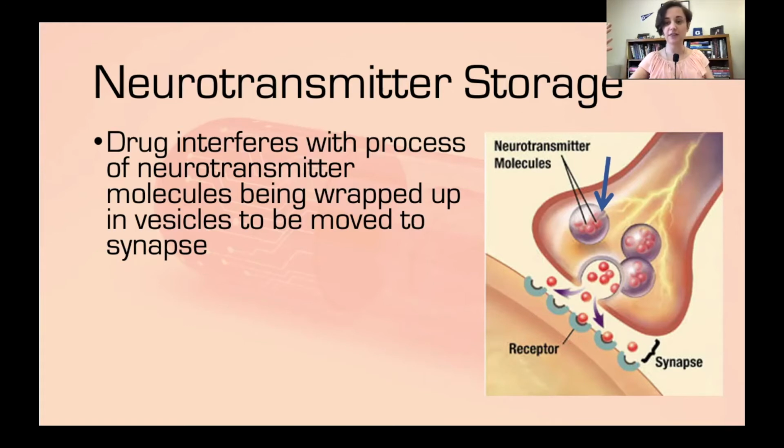So, drugs that affect neurotransmitter storage are ones that cause the vesicles not to form correctly or to be less effective. And so the neurotransmitter, in essence, leaks out of that package and leaks back into the presynaptic cell. It never reaches the synapse and it never gets to communicate with the postsynaptic cell.